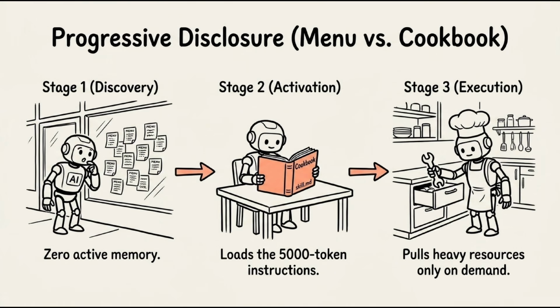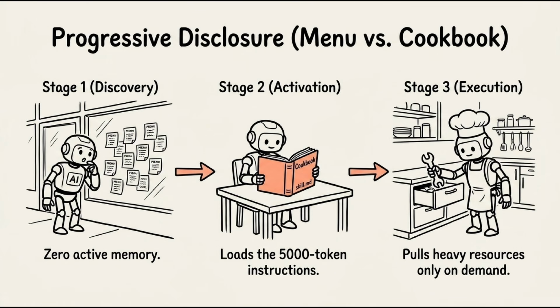Then we hit stage 2, which is the activation stage. So the user asks the AI to review a legal contract. The AI scans its 500 menus, sees the legal review skill description, and realizes, aha, this is the one. Yep. Only at that exact moment does it actually open the folder and pull out the thick cookbook. It loads that 5,000 token markdown body into its context window. It reads the 10 pages of step-by-step instructions. But crucially, it still hasn't loaded any of the massive files sitting in the subfolders yet.